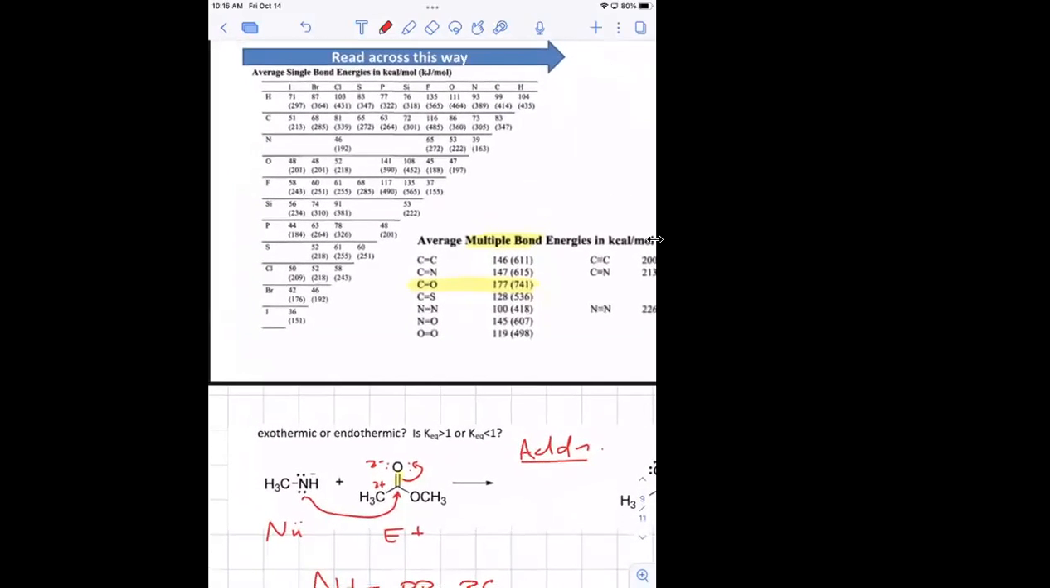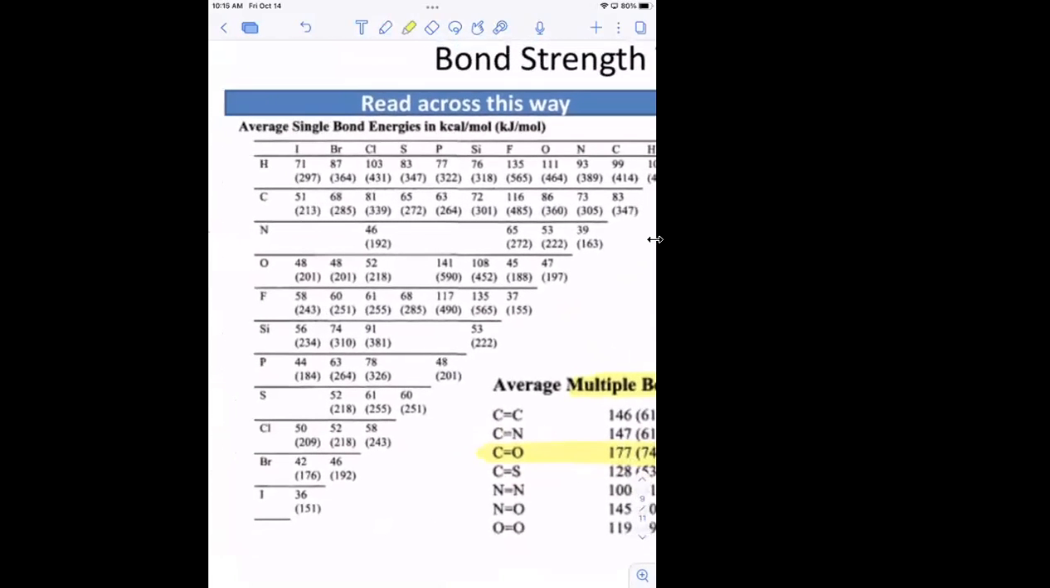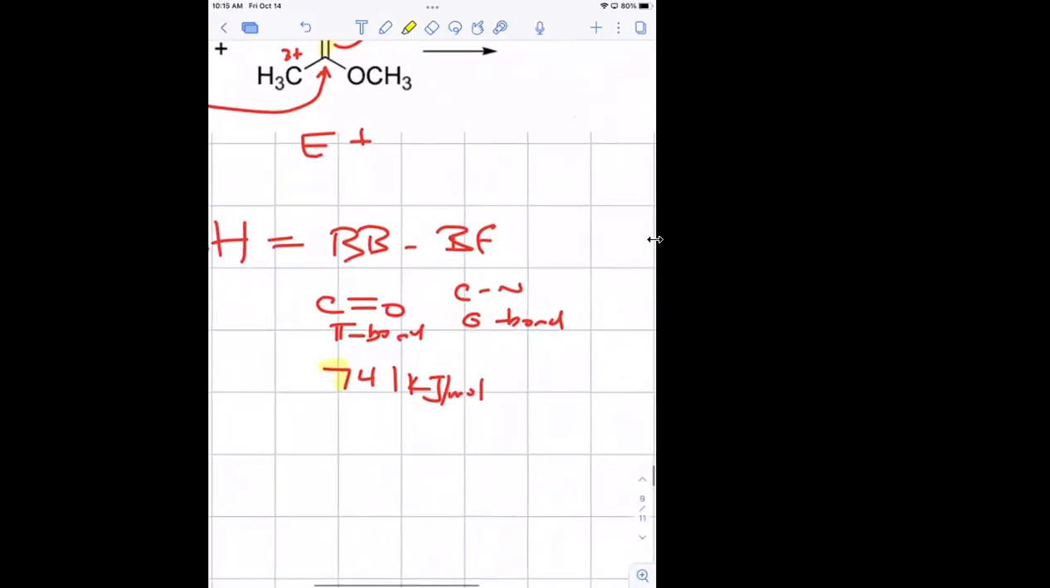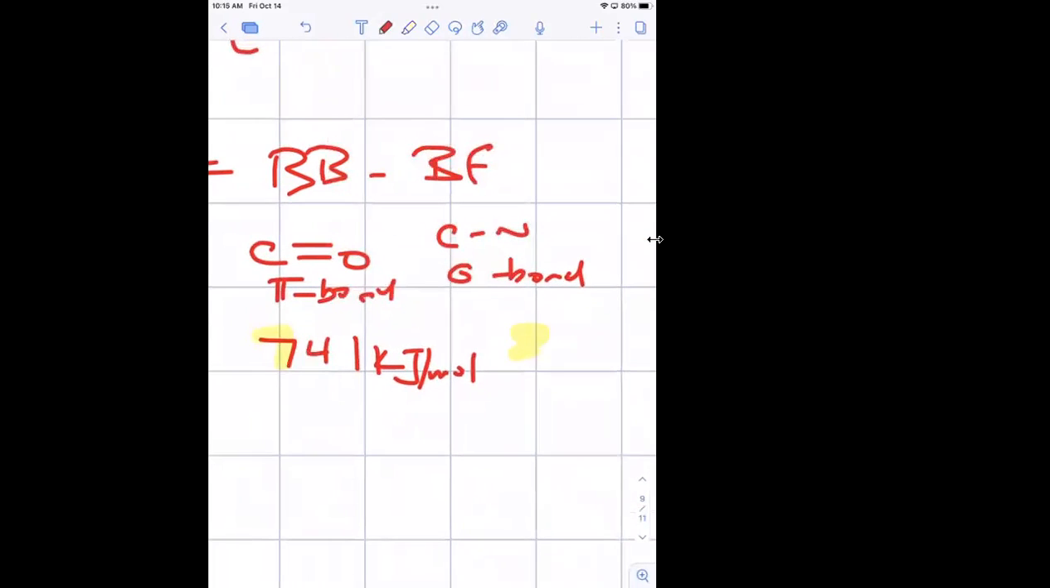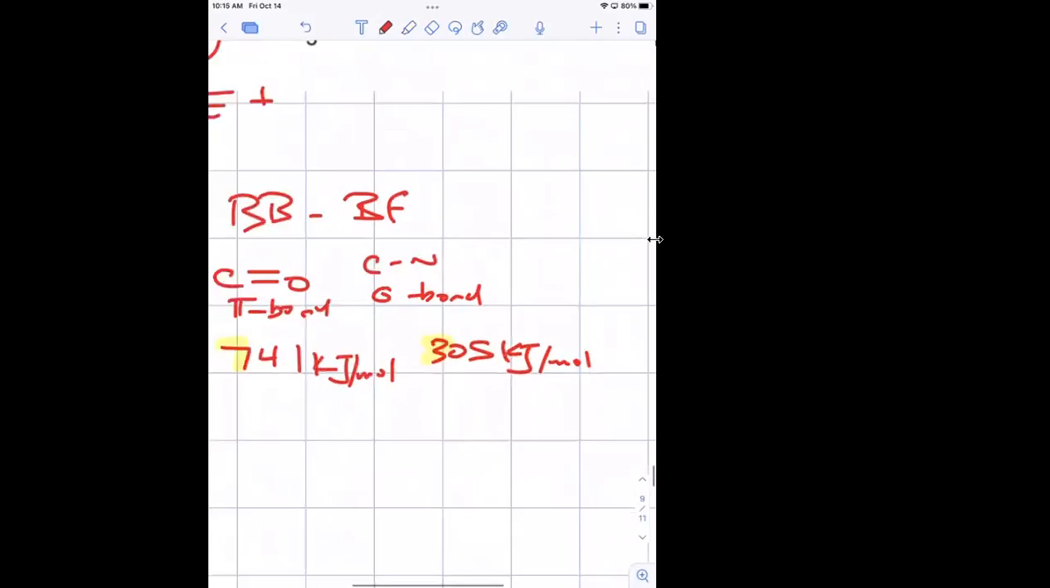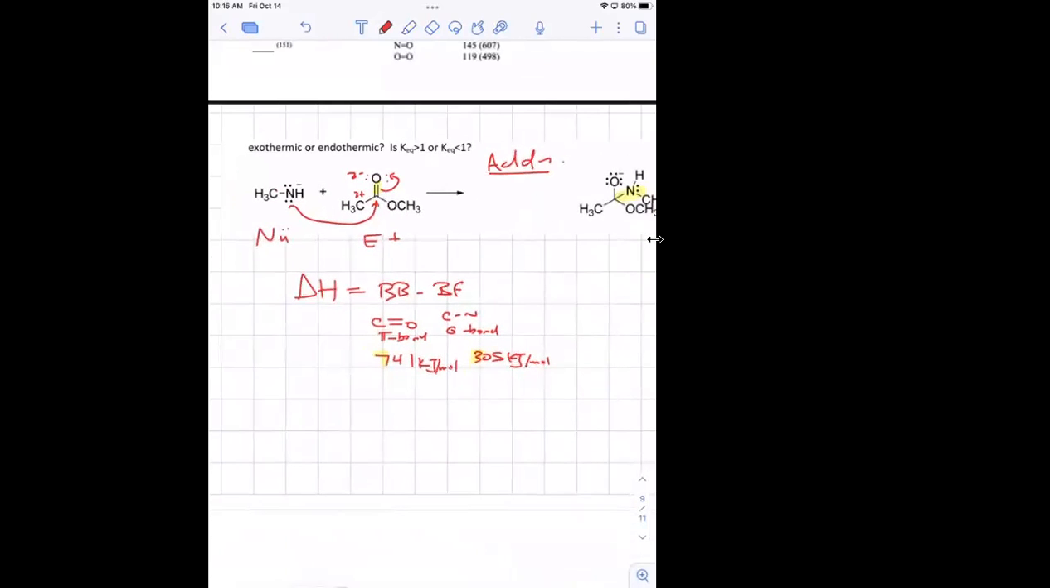All right, and you'll have this chart on the exam when you take an exam. So now I'm looking for a CN sigma. So here's carbon. Here's nitrogen. And then on the carbon line, what is that? That's 305. Y'all follow that? So 305 kilojoules per mole. You good so far? If we just subtract those two, what is that?